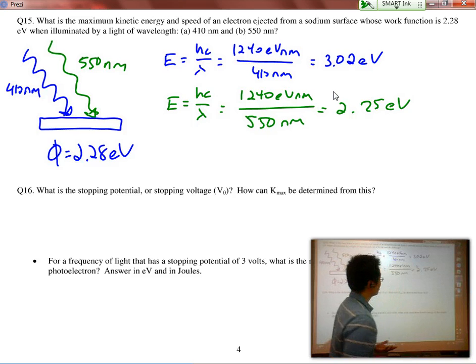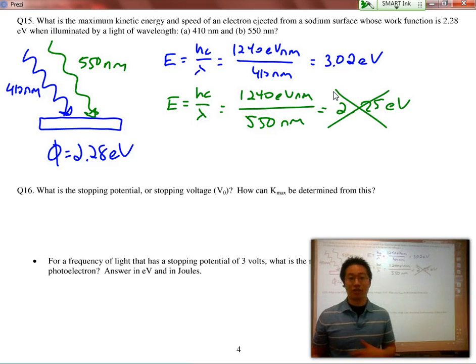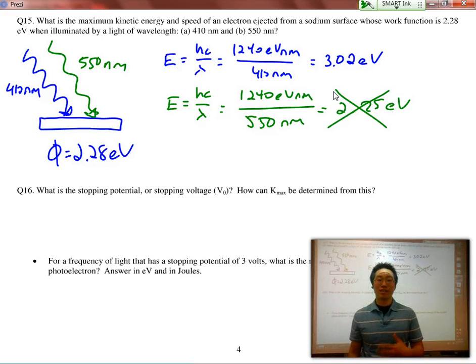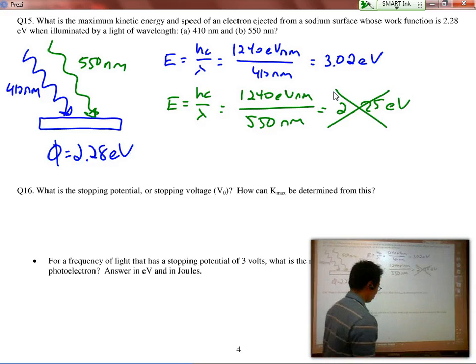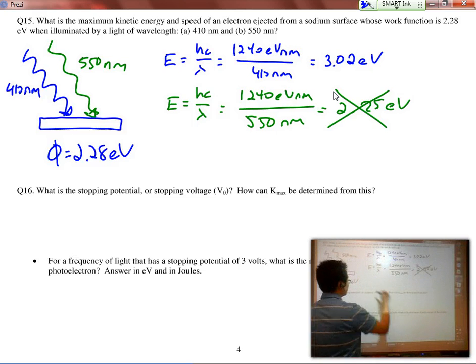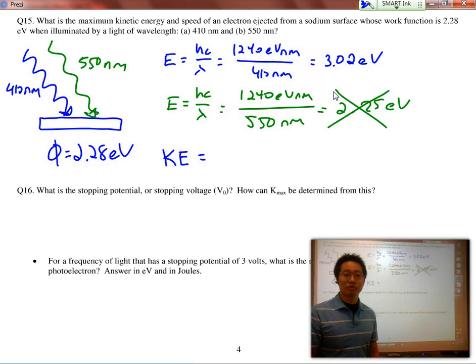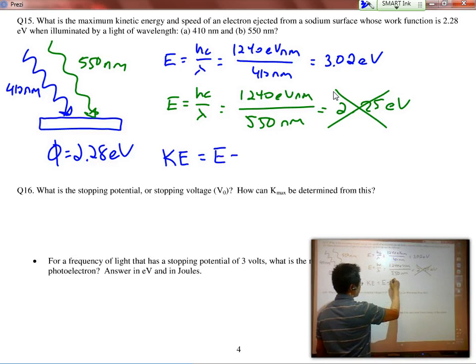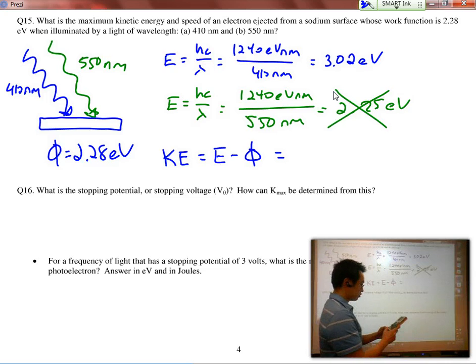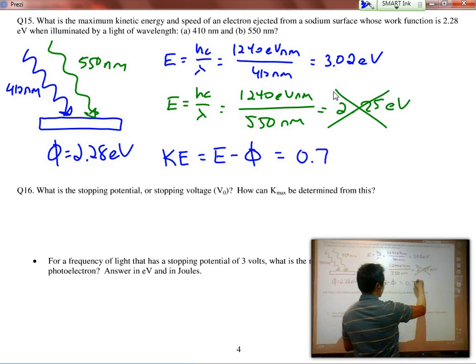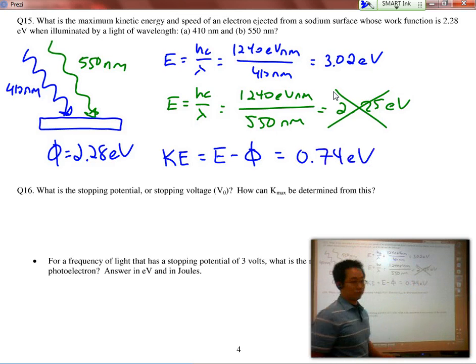Now notice, is that 2.25 enough to actually knock an electron out? No. So in other words, this wouldn't even be able to create an electron at all. It's not past the threshold frequency, or really the work function. So in this case, only the 3.02 will create an electron, and we can calculate the kinetic energy of the electron simply by subtracting the work function of the surface from the energy of the photon. So with 3.02 minus 2.28, we end up with 0.74 electron volts.